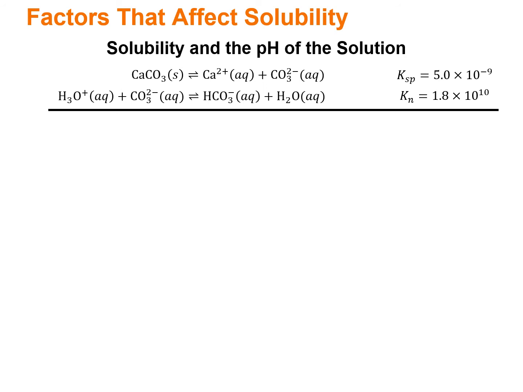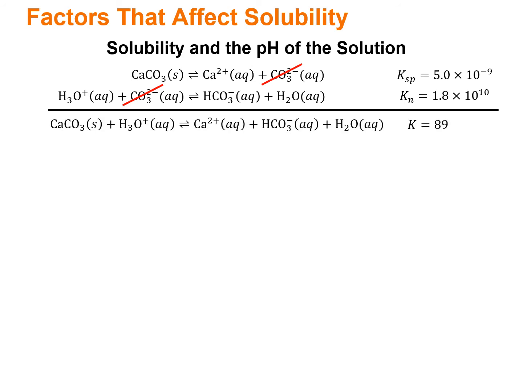I write the Ksp's on the right hand side. It's 5 times 10 to the minus 9 for the solubility product of calcium carbonate, and the neutralization reaction between the carbonate and the hydronium ion is 1.8 times 10 to the 10. If we sum those two reactions, we'll end up with calcium carbonate plus hydronium yielding calcium ion, bicarbonate, and water. And all of a sudden, when we add those two, we get a K of 89.